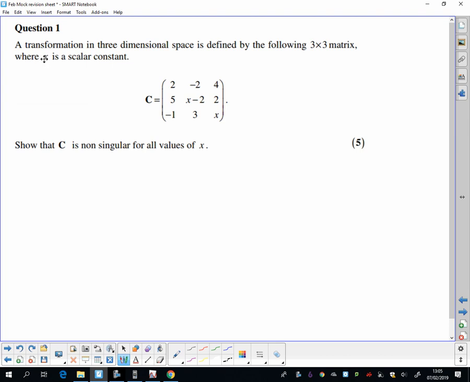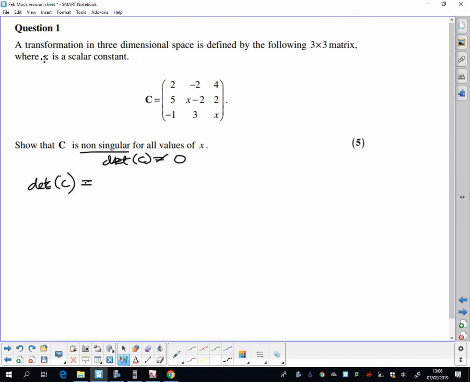Okay, matrix determinants, but this one with algebra, so you can't just put it into your calculator. We want to show that C is non-singular, so you need to remember that that means the determinant of C is not equal to 0, because singular matrices don't have inverses, so their determinant is 0. So the determinant is not 0, so we're going to find the determinant.